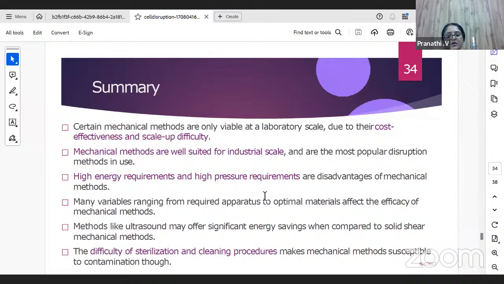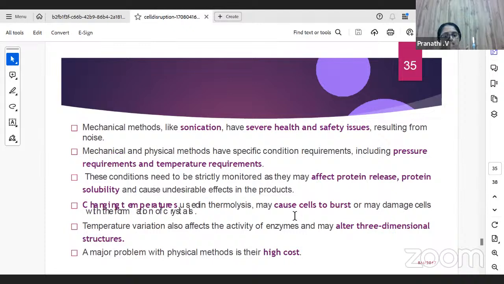So ultrasound, if at all you use, it is going to be only for a small amount of product or sample. The difficulty of sterilization and cleaning also makes it more susceptible to contamination. Sonication, that is your ultrasound, is a mechanical method. It is going to generate a very intense noise even for that short time that you're using. I'm sure some of you must have used sonicators. It actually produces a piercing sound, and it is very loud.